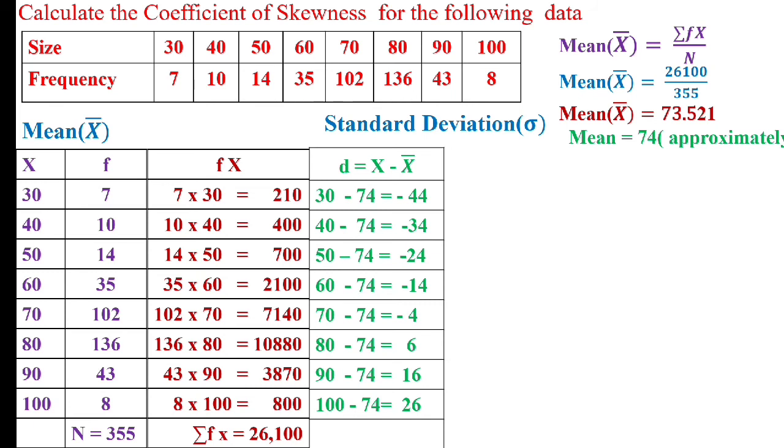So we get 30 minus 74, minus 44. 40 minus 74, minus 34. 50 minus 74, minus 24. 60 minus 74, minus 14. 70 minus 74, minus 4. 80 minus 74, 6. 90 minus 74, 16. 100 minus 74, 26.